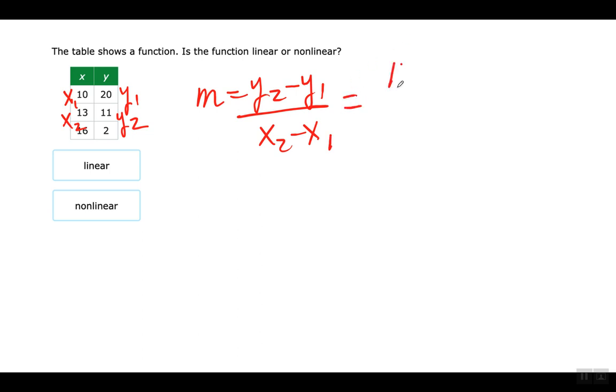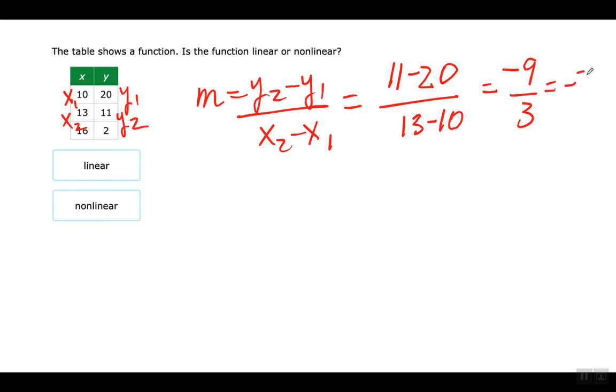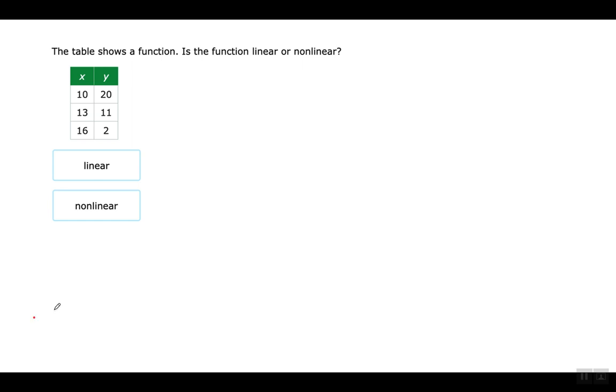So when I plug in the values on the top, I have 11 minus 20. On the bottom, I have 13 minus 10. That's going to give me negative 9 over 3. Negative 9 divided by 3 equals negative 3. Now, without erasing that... well, you know what? I'm going to have to erase it. It gave me negative 3. Now let me do the bottom two.